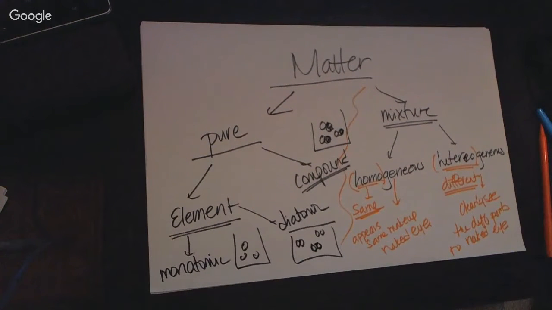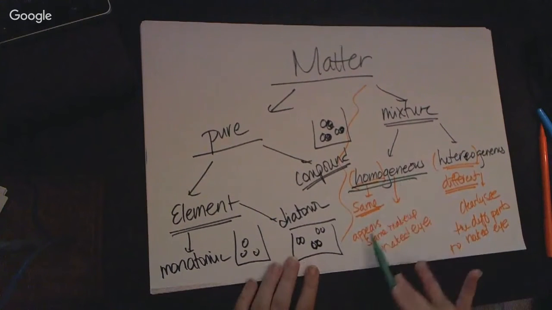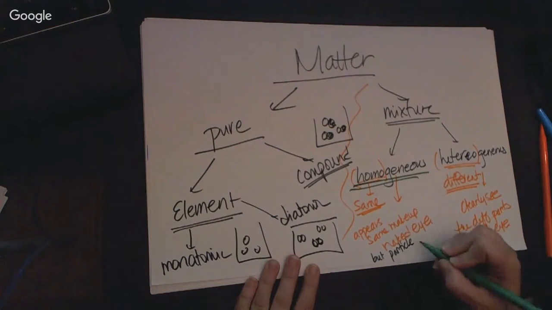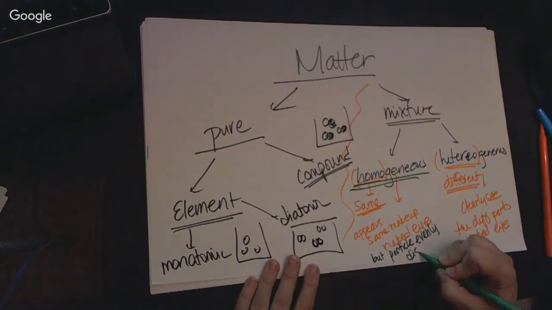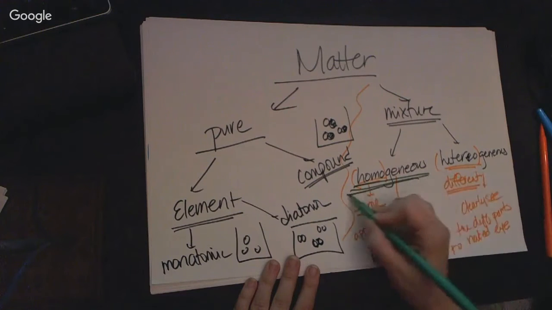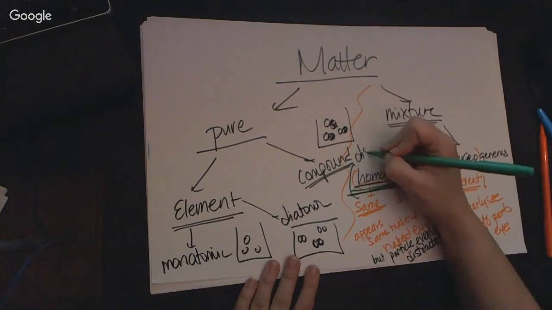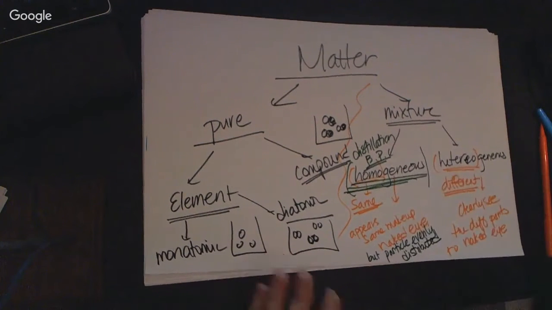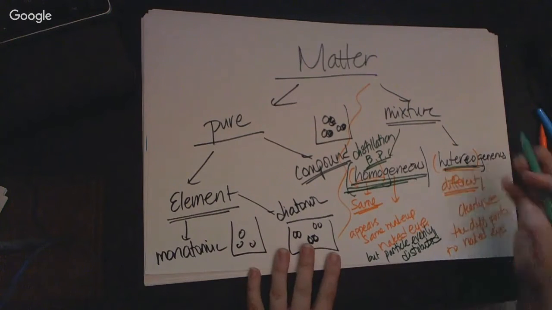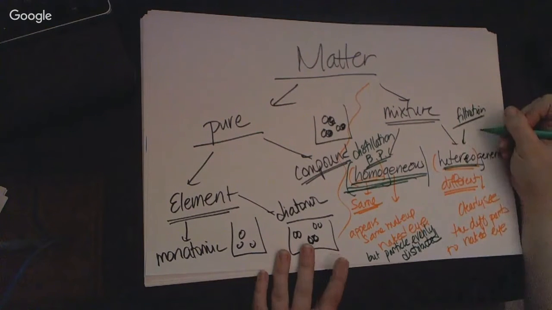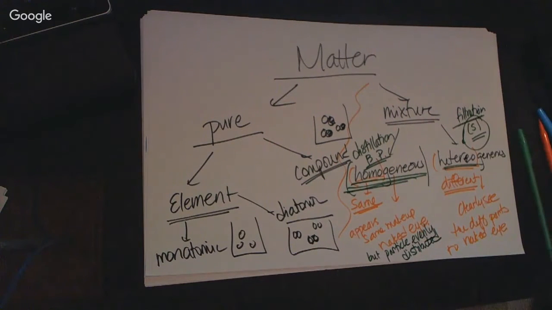So let's just go back to this for a minute. If a mixture is homogeneous, it appears to have the same makeup to the naked eye, but the particles are evenly distributed. If you would like to separate a homogeneous mixture, you are going to use distillation, which separates them by boiling point. If you have a heterogeneous mixture, you can use filtration because you are going to have different phases. And if you want to use filtration, you have to have a solid in there so that it stays in the filter paper.